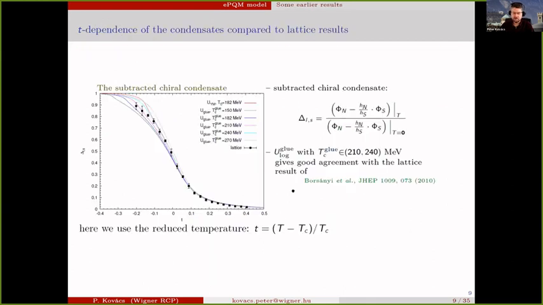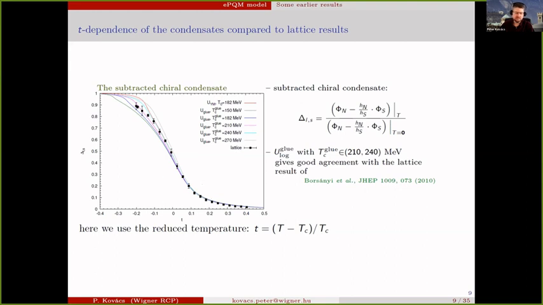Here, I showed some earlier results just to show how our model can be compared with the lattice data. So what we can see here is the subtracted chiral condensate. This is a quantity which is related to the non-strange condensate, the temperature dependence of the non-strange condensate. And we can tune some parameters in the Polyakov loop potential, which is called T_C glue. I don't have time to go into detail. But what you can see is that if we change these parameters, then we can have a very good agreement with the lattice results. So this is from the Budapest-Wuppertal collaboration.